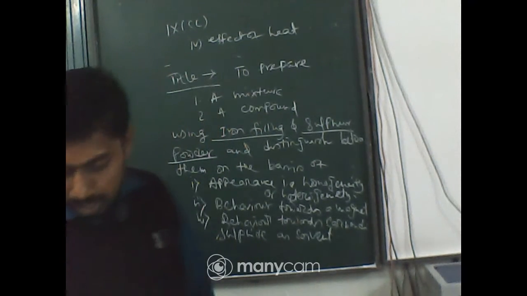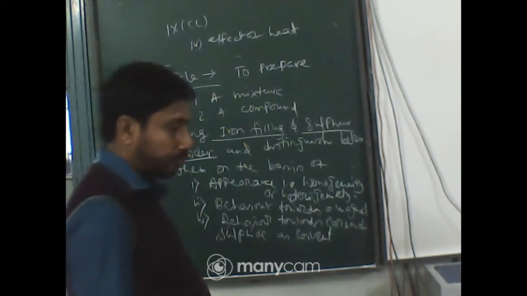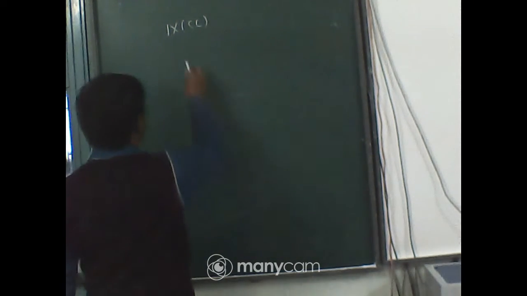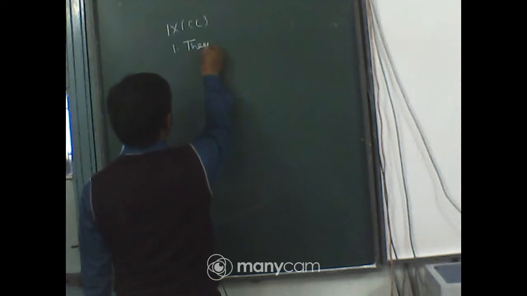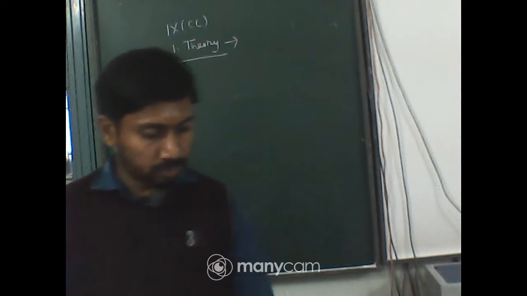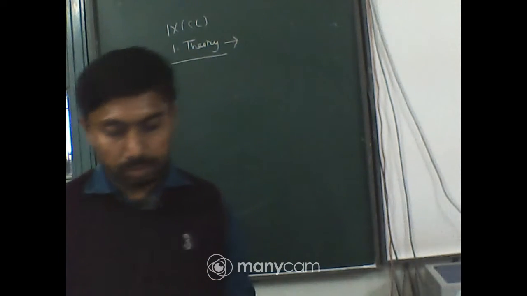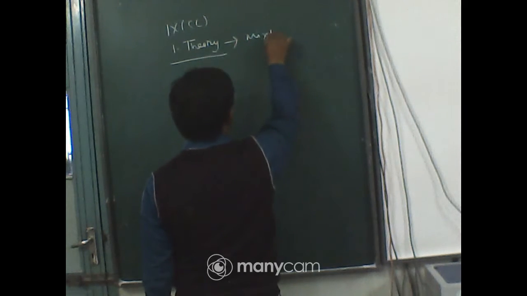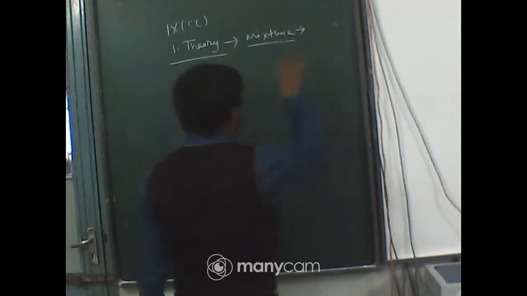So, at first it is the theoretical part. Next you will write the theory of the practical. In the theoretical part we will write the definitions regarding that practical. So, first number 1, that is theory. Okay. So, write first of all the definition of mixture.